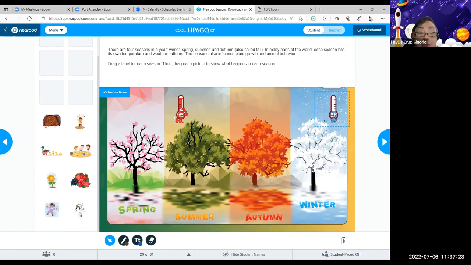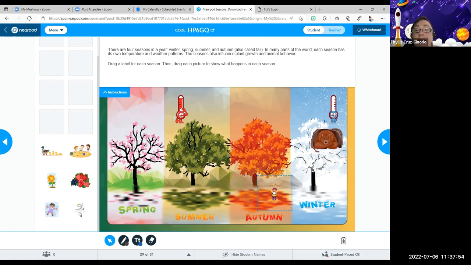Now let's look at the rest of the pictures. How about, what is this one? Oh, the bear hiding in his den. He's hibernating. We learned about that in yesterday's lesson. Even the animals are affected by the seasons and weather. Let's put him over there in the winter category, so we know that he's hibernating all winter long.